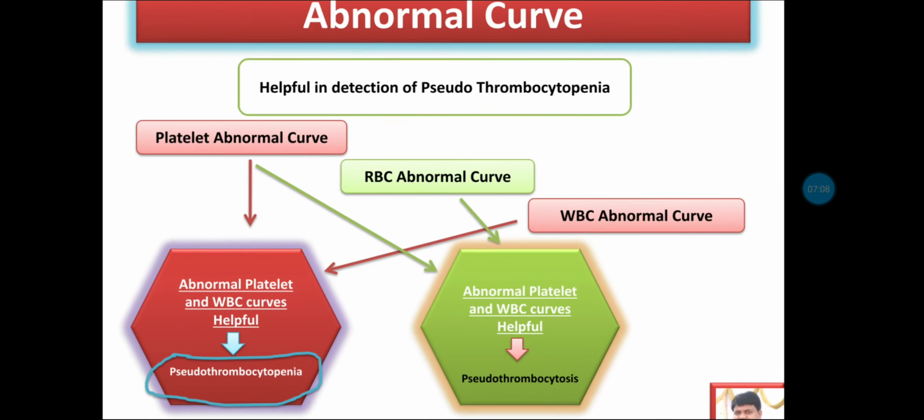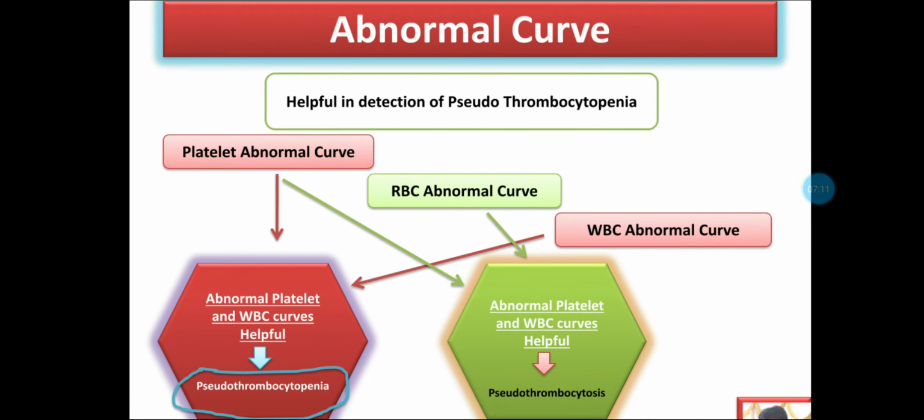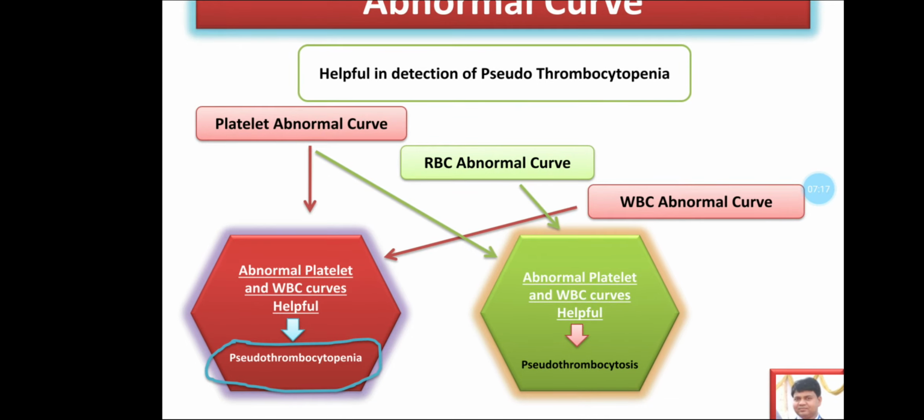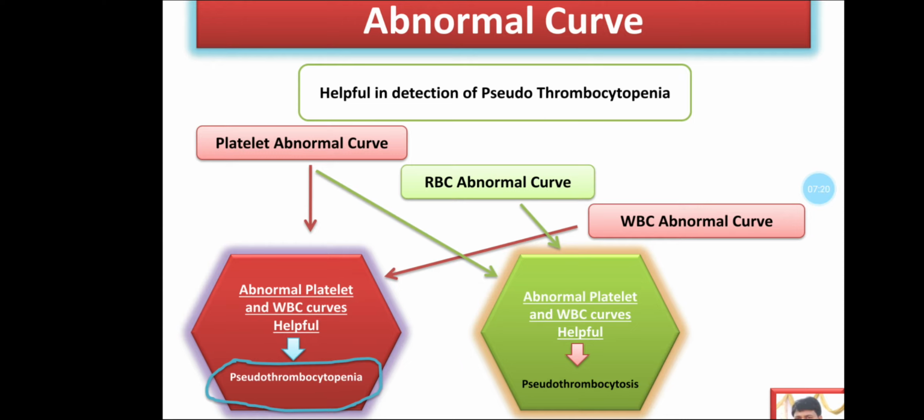So in order to diagnose pseudothrombocytopenia, these abnormal curves are very helpful. Here we can see the platelet curve may be abnormal, the RBC curve may be abnormal, or the WBC curve may be abnormal. Any of the three curves may be abnormal. Most of the time, the platelet curve alone or along with the WBC curve is abnormal, and when both these curves are abnormal, there might be chances of pseudothrombocytopenia.